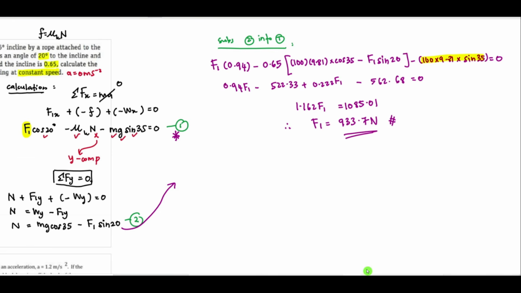Daripada lelaki tadi yang menarik kotak tersebut. So, kira satu-satu, substitute satu-satu, cuma jangan careless dan pastikan free body diagram anda betul. Okay, so finish question number 1. Let's proceed to question number 2.